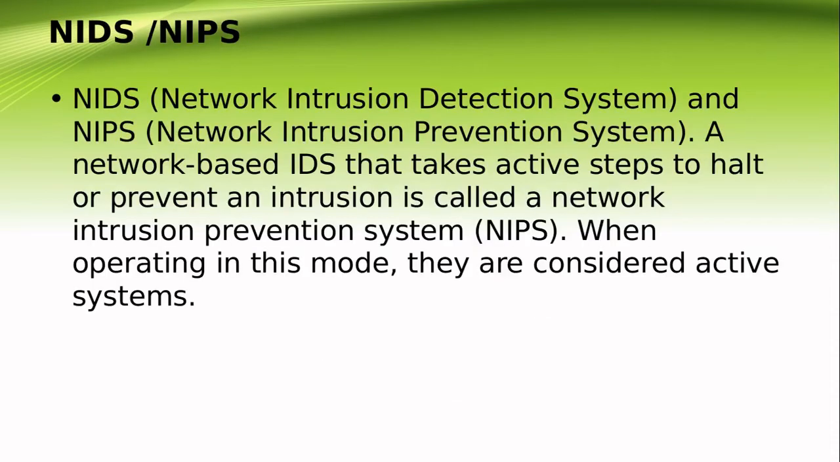So NIDS and NIPS. Network intrusion detection monitors packets moving into and out of a network or a subset of a network. It could monitor all traffic or just a selection to catch security threats. A NIDS compares potential intrusions to known abnormal or harmful behavior. This option is preferred for the enterprise as it provides much broader coverage than a host-based system. And then NIPS: a network-based IDS that takes active steps to halt or prevent an intrusion is called a network intrusion prevention system. When operating in this mode, they are considered active systems.